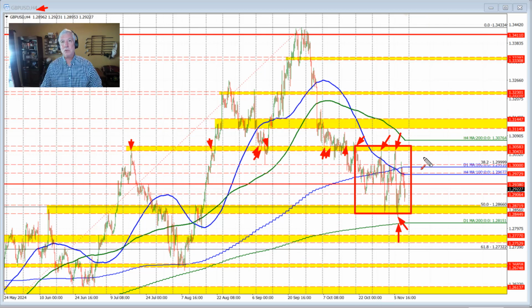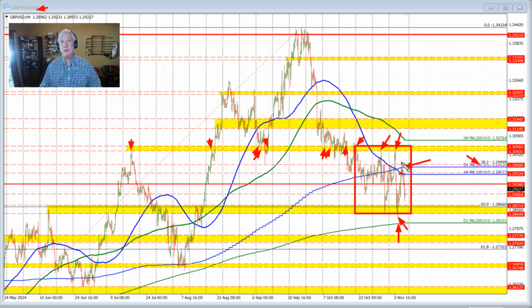In between this extreme and this extreme sits the 100-day moving average. That level comes in at 1.2991. We also have the 38.2% retracement of the move up from the April low to the high price right here. That level comes in right at the 1.30 level, another key level. And then we have the 100 bar moving average on the 4-hour chart at 1.29677.